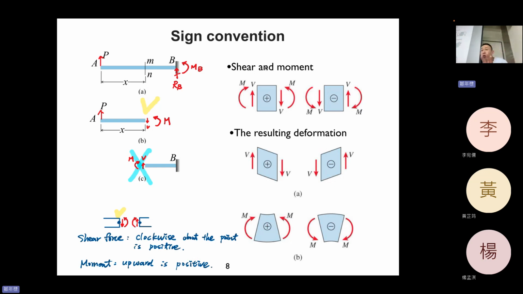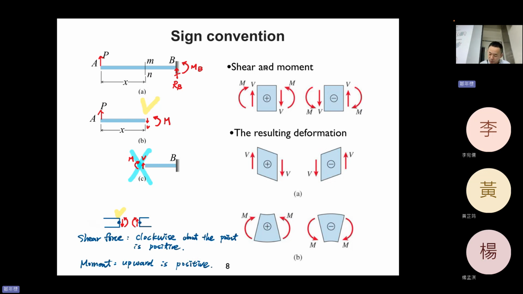So it's just a rule that in this course, we will use the left-hand side. So when you do the imaginary cutting, we just cut and leave the left-hand side, and then we write down downward as shear force positive, and upward, make this material smile, and it is positive moment.